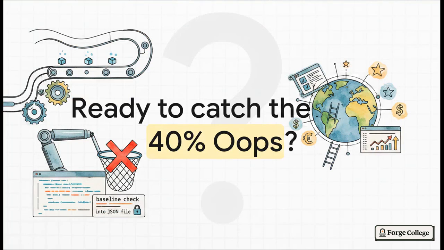Finally, Section 6, Conclusion and Next Steps. We've journeyed all the way from recognizing the danger of unchecked compute usage to blueprinting an automated defense system, so I leave you with this final provocative question. Are your CI pipelines actually ready to catch the next 40% oops? If not, it's time to take action.